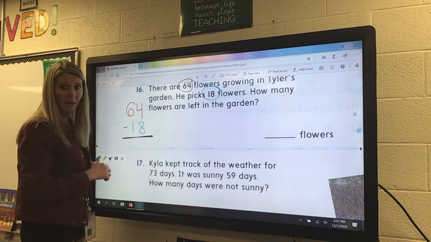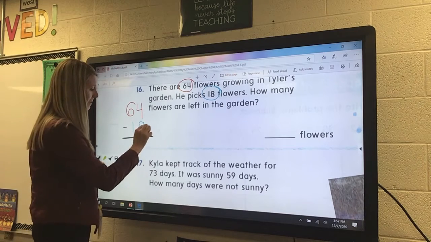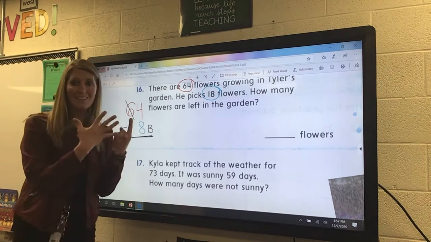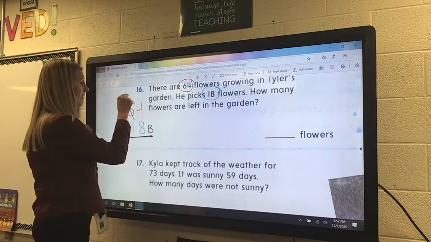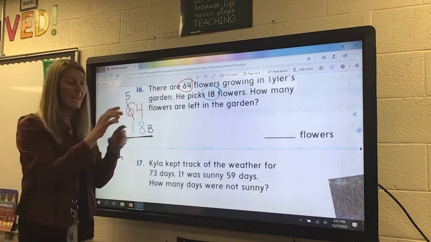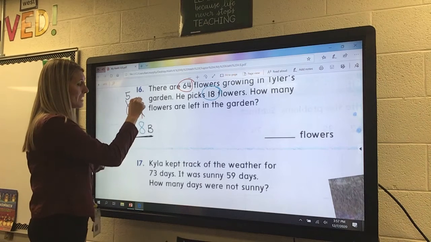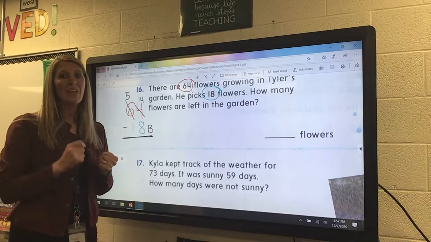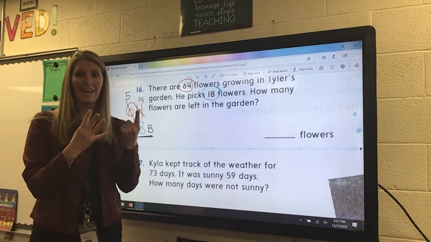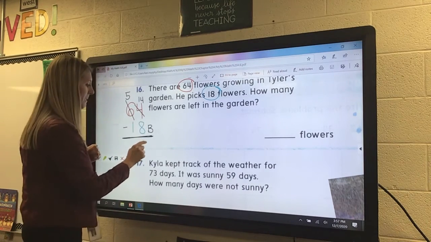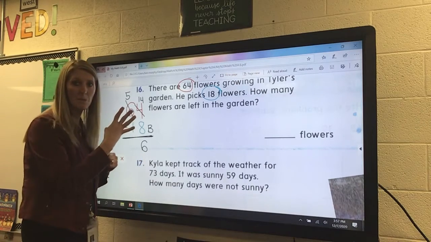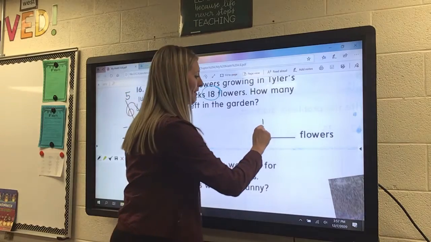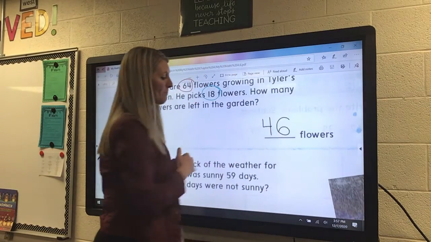And then I'm gonna go down and subtract. 4 minus 8, I can't do that. Bigger bottom, better borrow. I'm gonna go over to the 6 and say, hey, there's 6. I'm gonna take 1 away. So you should have 5 left. And I'm gonna move that 10 over to this 4 so it becomes 14. Now I can do that, 14 minus 8. 13, 12, 11, 10, 9, 8, 7, 6. Oh, 14 minus 8 is 6. 5 minus 1 is 4. So you should get 46 flowers left in the garden.